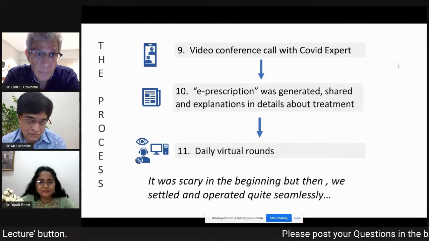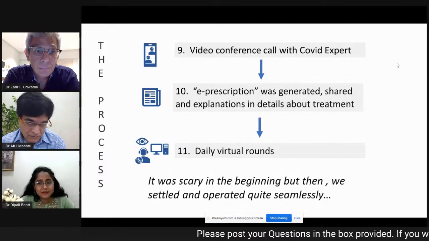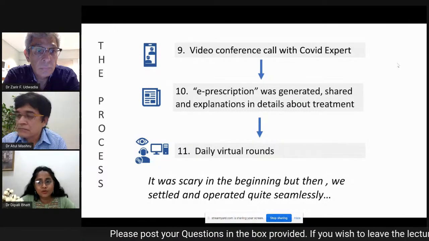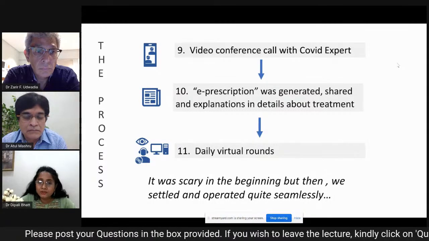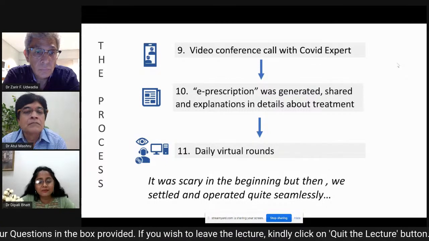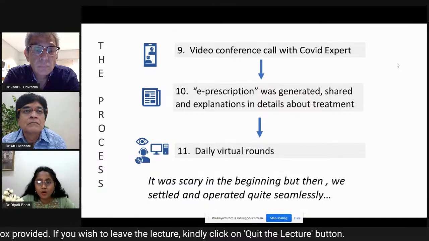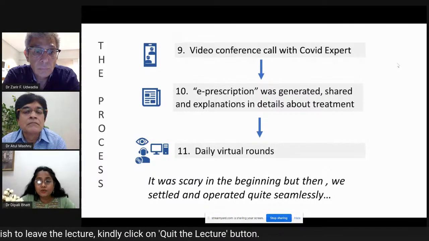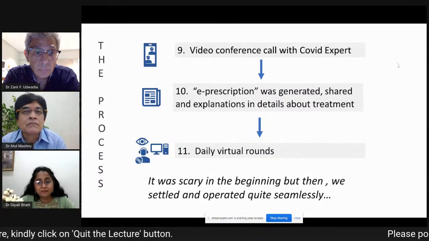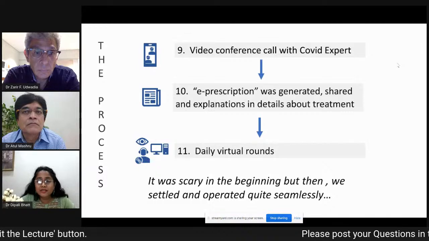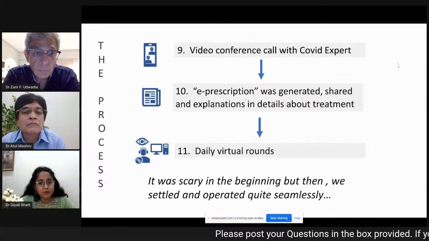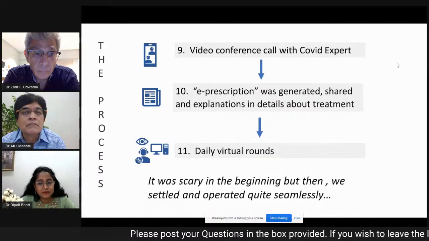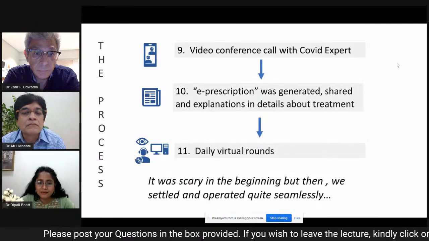Step 10. As soon as the call was over, the e-prescription was generated and shared with the patient and his relative. The list of tests required to be done was also shared with them. We taught the patients how to inject themselves with insulin and low molecular weight heparin. It was quite overwhelming for them, but they all did it. We also taught them how to take the inhalers, if they required, till they understood and did everything correctly.